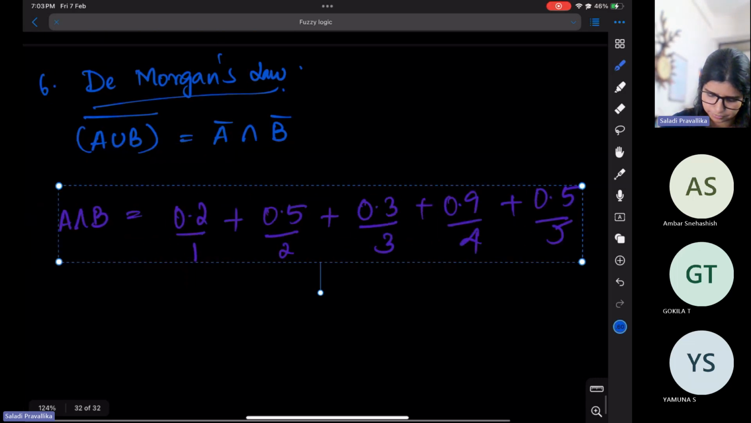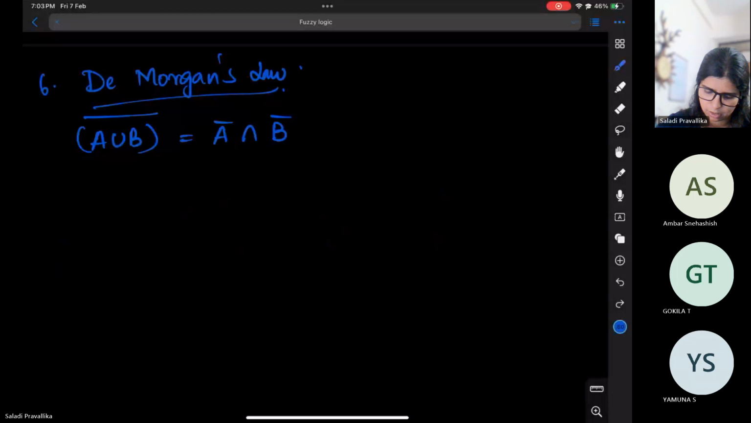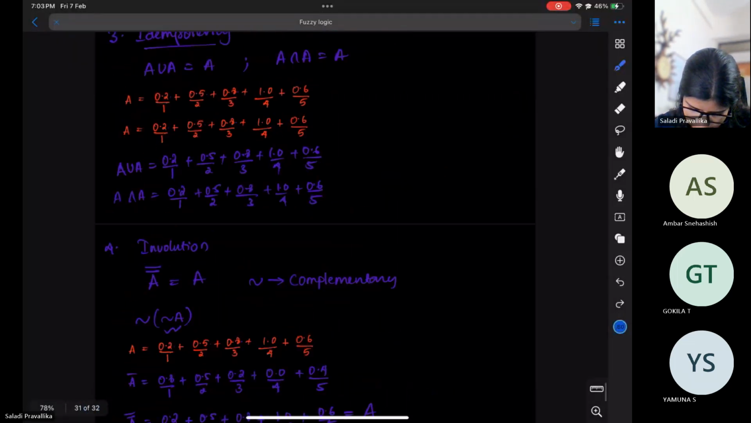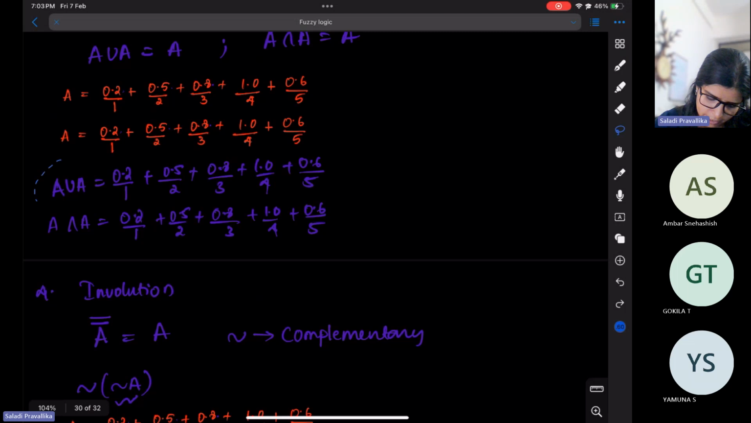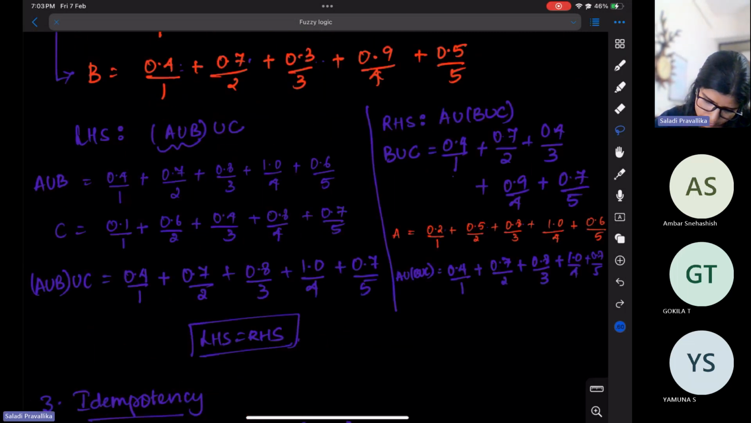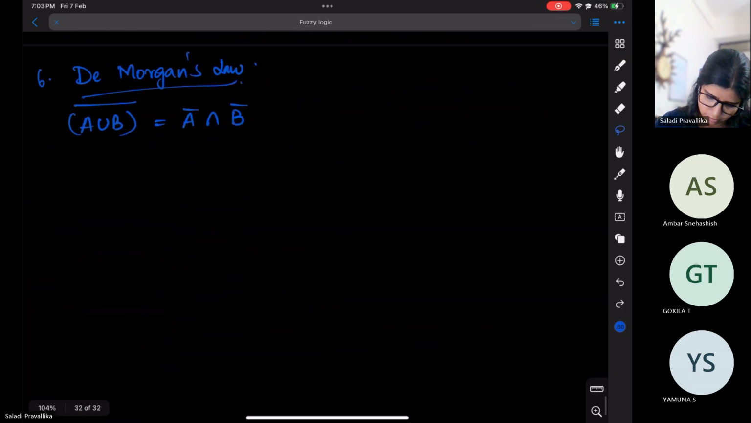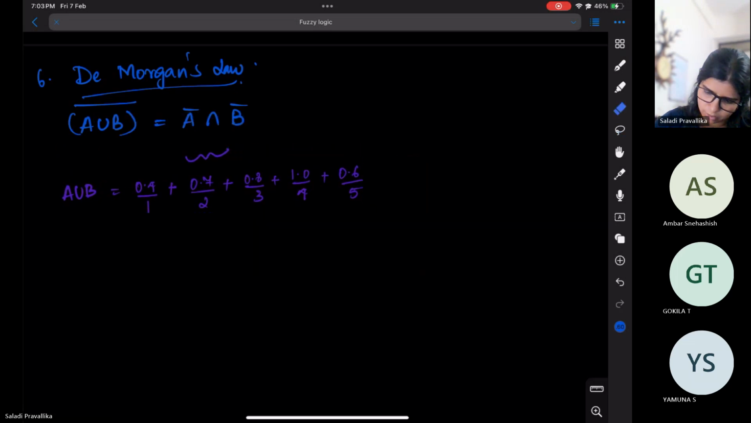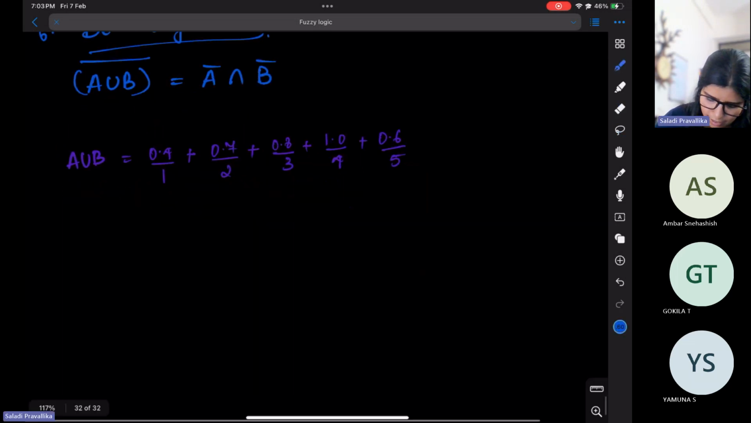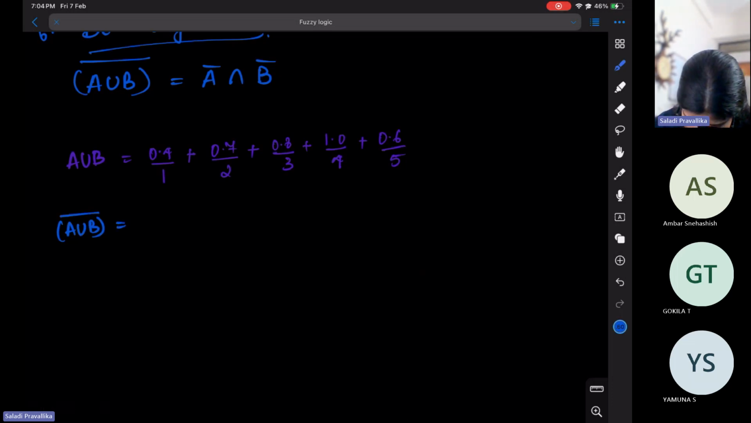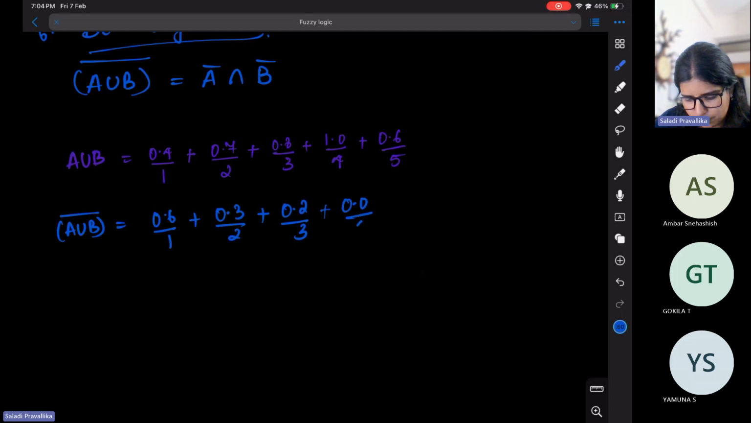Okay, let's take A union B first. We have copied it, right? It's intersection. Let us take A union B. And A union B whole bar is equal to nothing but the complement of A union B. This is 0.6 by 1 plus 0.3 by 2 plus 0.2 by 3 plus 0 by 4 plus 0.4 by 5. Right?